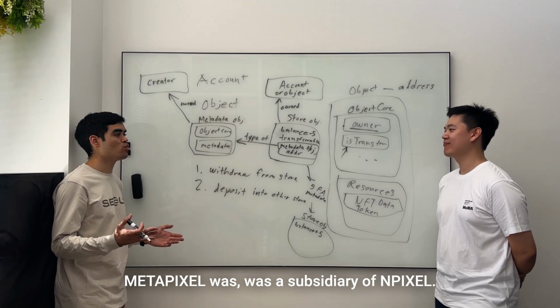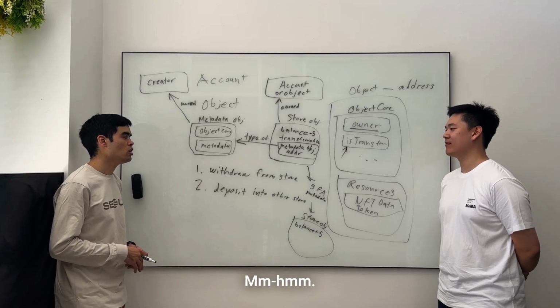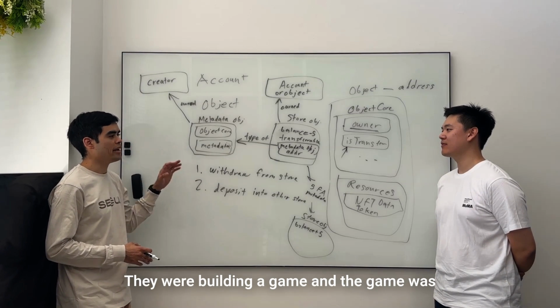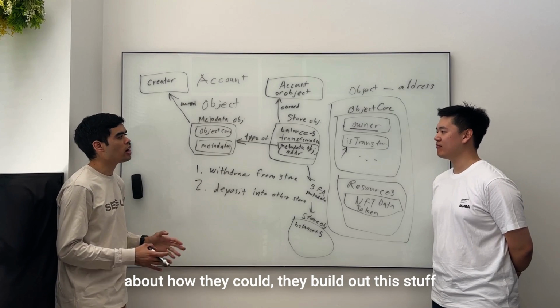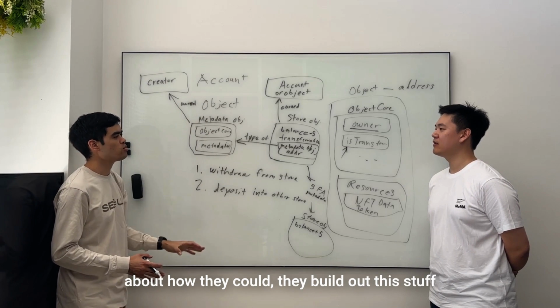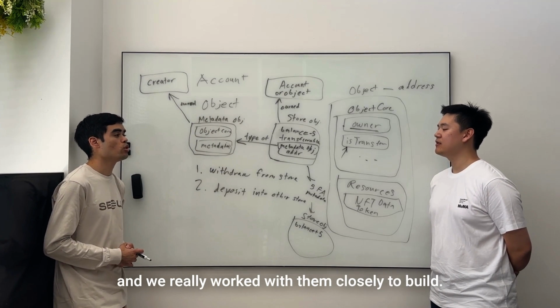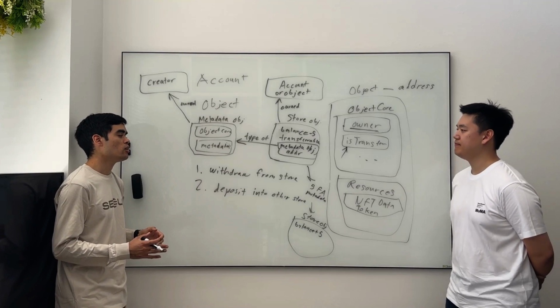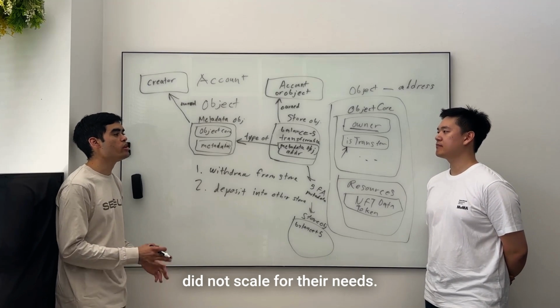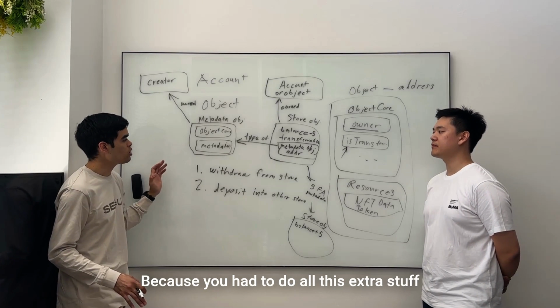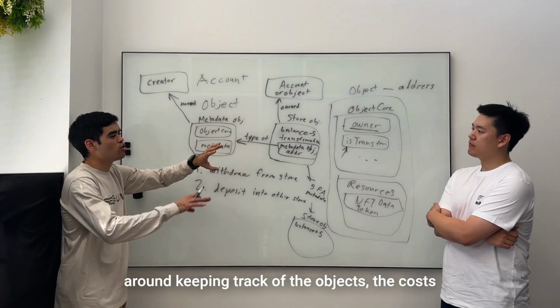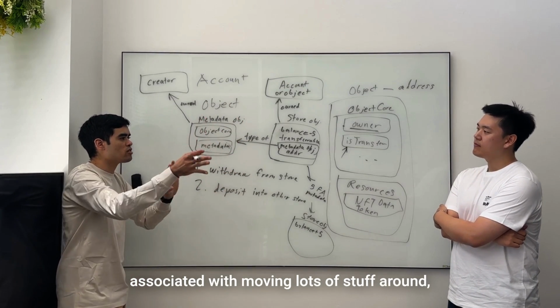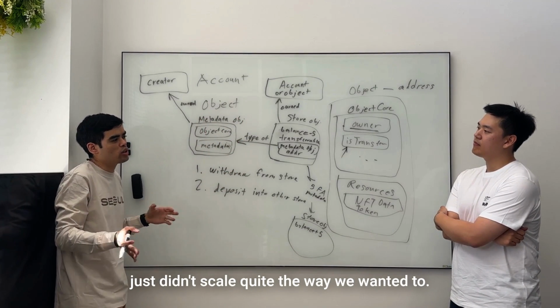Metapixel was a subsidiary of NPixel in Korea. They were building a game, and the game was going to be fully on chain. And they were talking about how could they build out this expensive stuff. And we really worked with them closely to build and see that our current system did not scale for their needs, because you had to do all this extra stuff around keeping track of the objects, the costs associated with moving lots of stuff around. It just didn't scale quite the way we wanted it to.